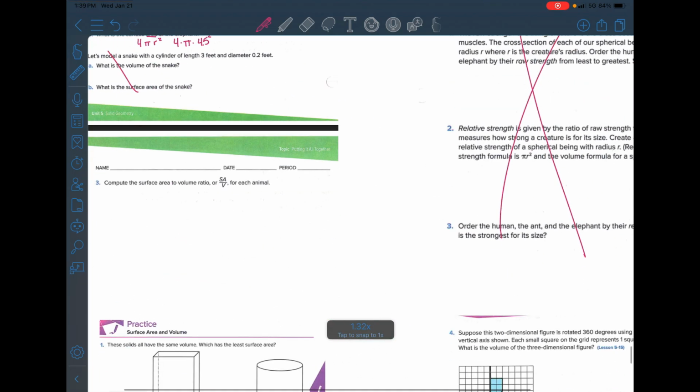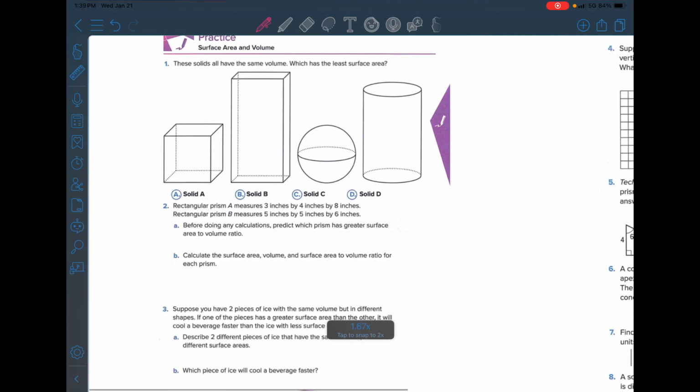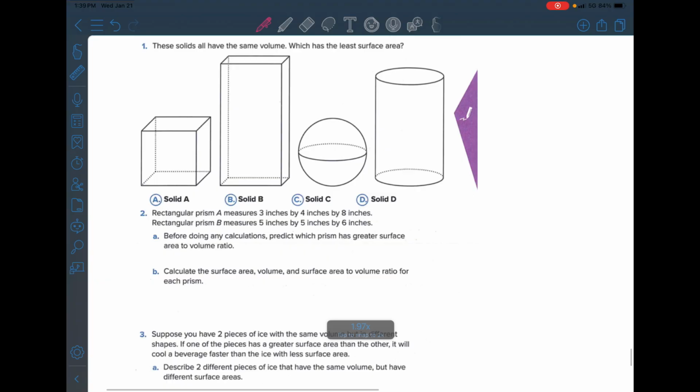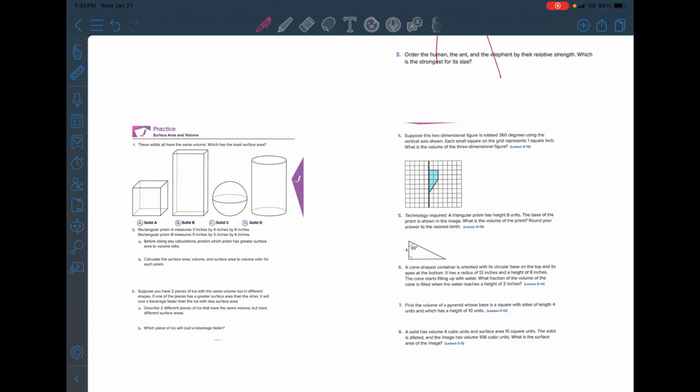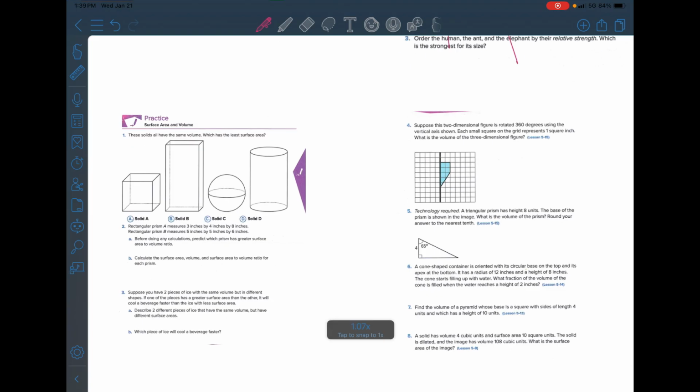Let's go to purple pages. It says these solids all have the same volume. Which has the least surface area? So which one of those would take the least amount of paper to cover if we had to wrap it? So let's discuss that and think about it and tell me which one has the least amount of surface area. And that is the only one I want you to do from these purple pages.